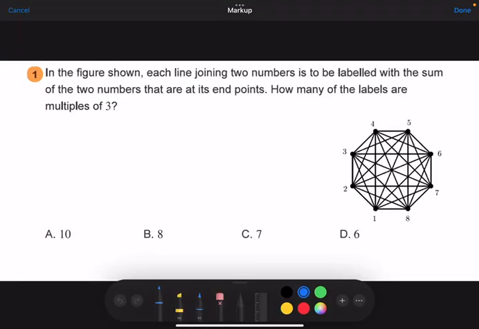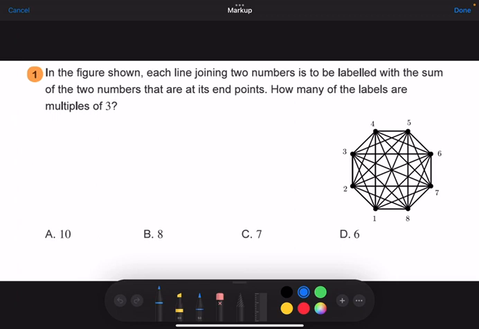Okay, and then extensive challenge, question number 1. In the figure shown, each line joining two numbers is to be labeled with the sum of the two numbers that are at its endpoints. How many of the labels are multiples of 3?